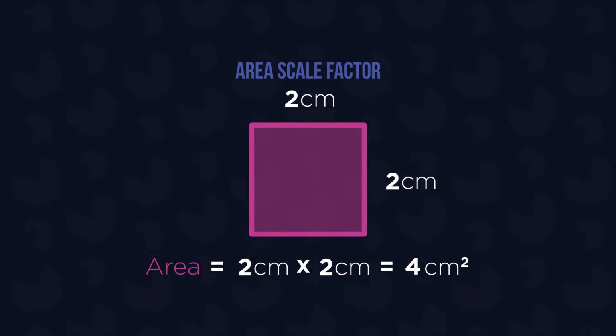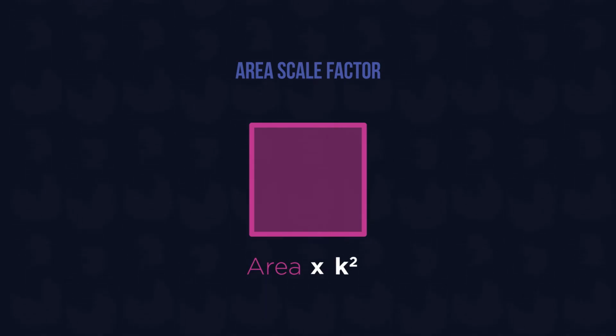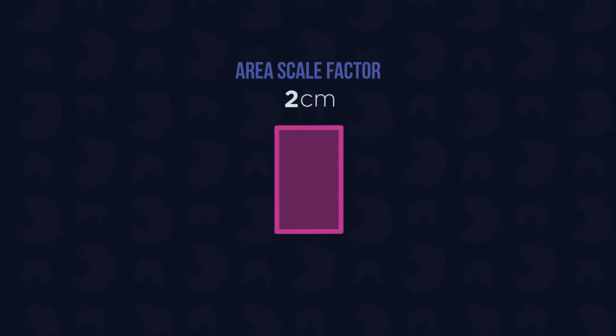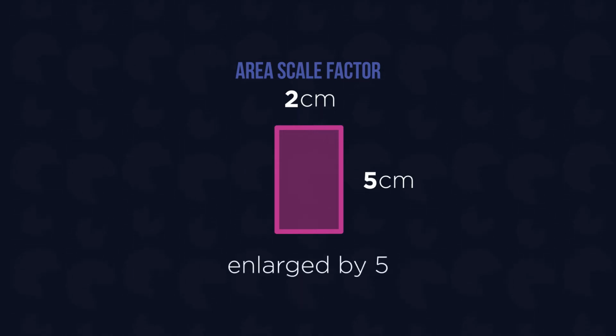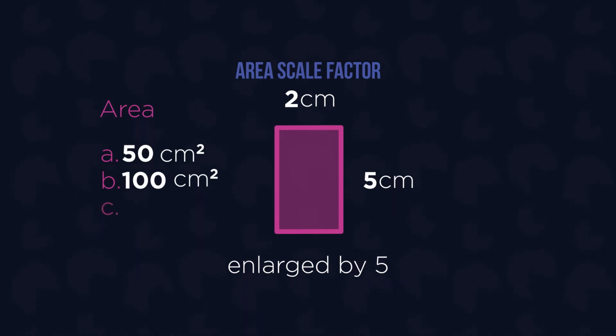The rule of thumb is that when the lengths of a shape are multiplied by a constant scale factor, represented by k, then the area will be multiplied by k squared. Let's test it out. If a rectangle, which is 2 centimeters by 5 centimeters, is enlarged by 5, what will the area of the enlarged shape be? Is the answer A, 50 centimeters squared, B, 100 centimeters squared, or C, 250 centimeters squared?